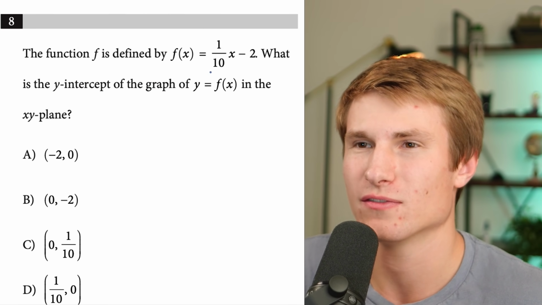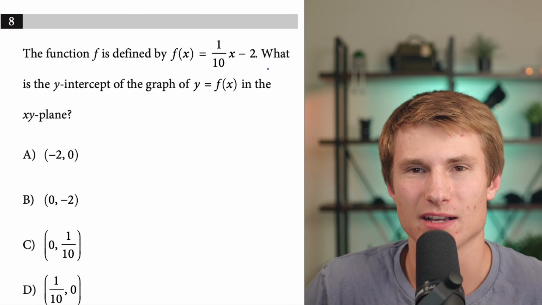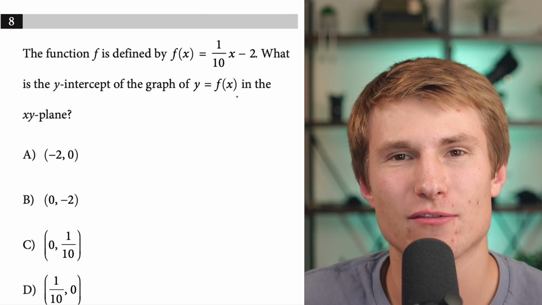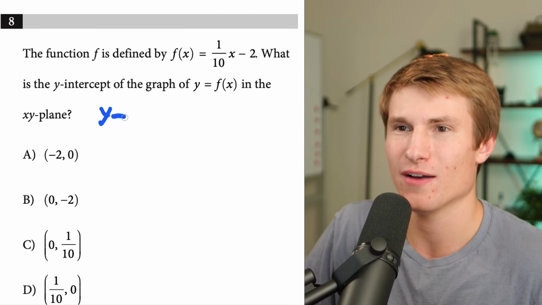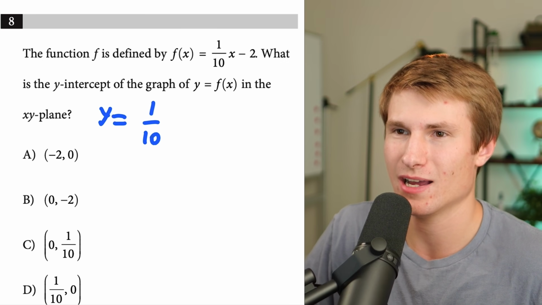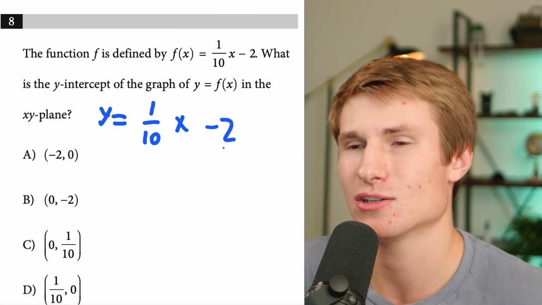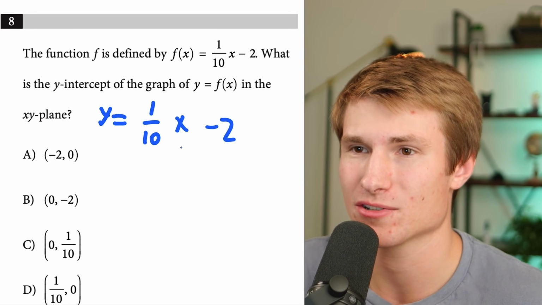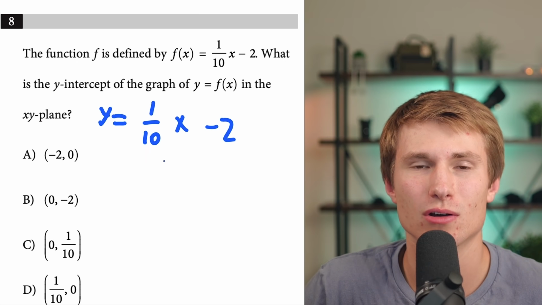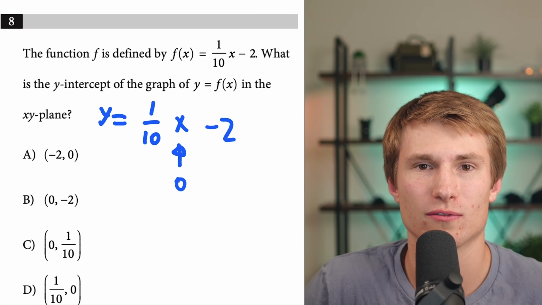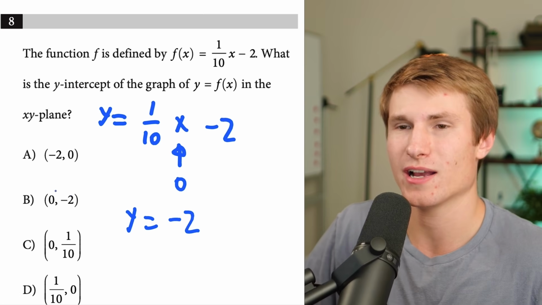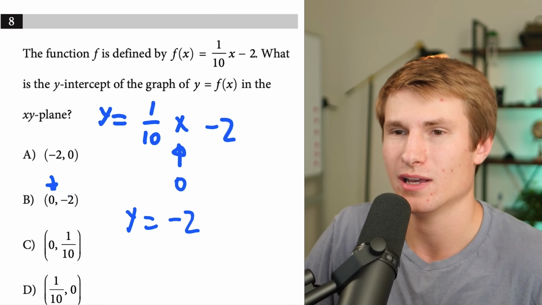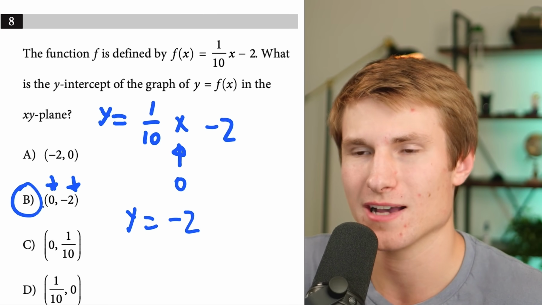The function f is defined by f of x equals 1/10 x minus 2. What is the y-intercept of the graph of y equals f of x in the xy plane? Well, all that this means is you have an equation y equals 1/10 x minus 2. All you got to do is find the y-intercept. Your y-intercept is where x is 0. If you substitute in 0 for x, you're going to end up with y is equal to -2. So as you can see, your answer has to be where x is 0 and where y is -2, and your answer has to be answer choice B.